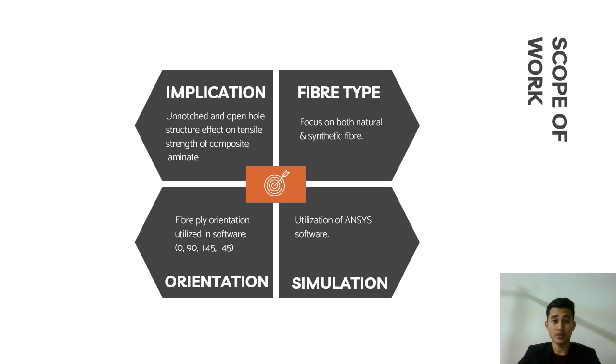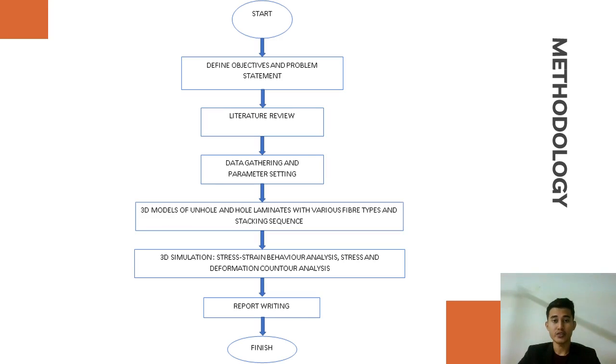As suggested by the supervisor, the orientation which will be implemented is 0, 90 degrees, plus and minus 45 degrees. A linear procedure for the methodology of this final project is being implemented. First, we started from defined objective and problem statement, as mentioned earlier, up until literature review, data gathering and parameter setting, 3D models of open hole laminates with various fiber types and stacking sequence.